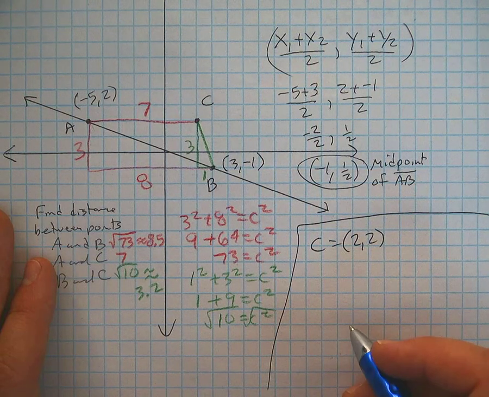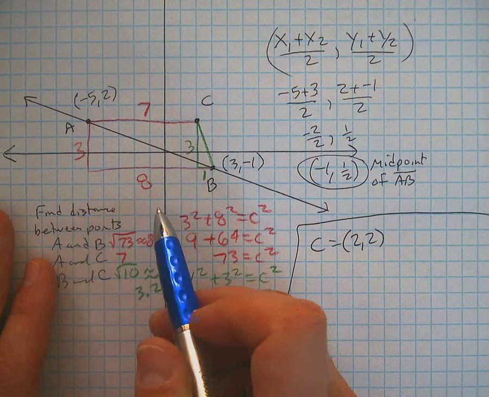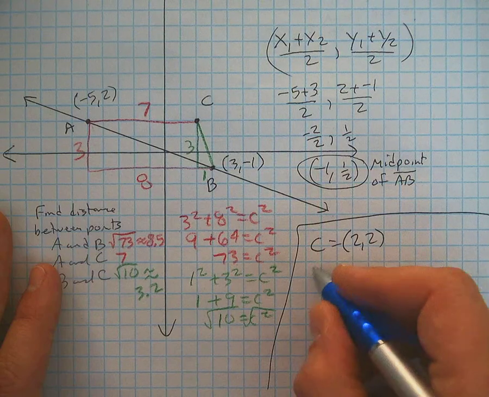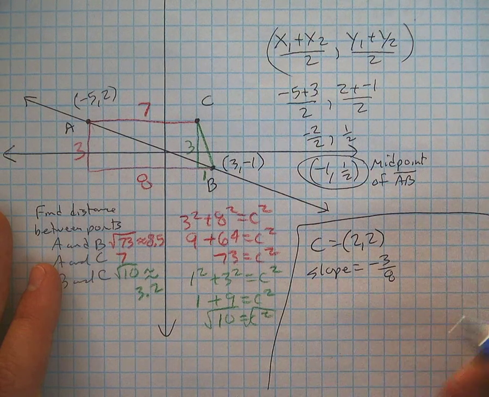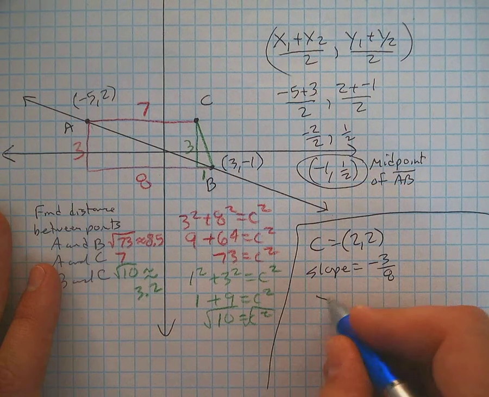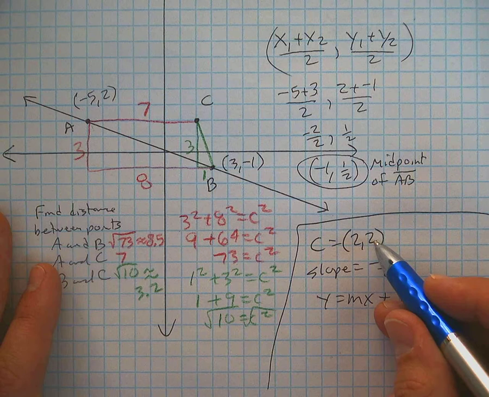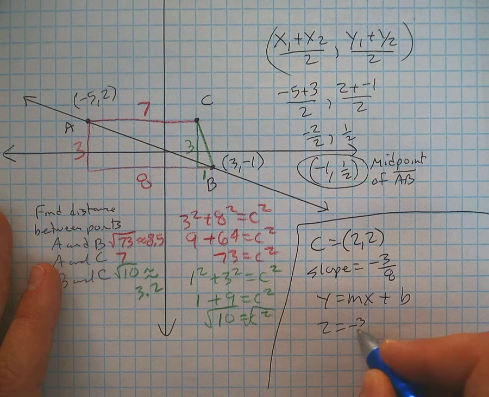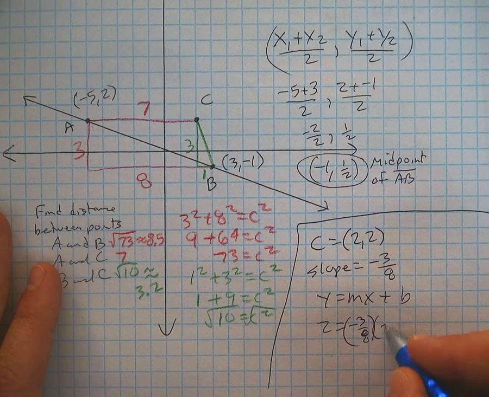And I need it to go parallel to AB, so I need to figure out the slope from A to B. Well, it looks like I'm going down 3 to the right 8. So my slope is negative 3 over 8. To get an equation that's parallel, I plug that into y equals mx plus b. So I put y is 2, my slope m is negative 3/8, multiplied by the x value, which is 2, plus b.